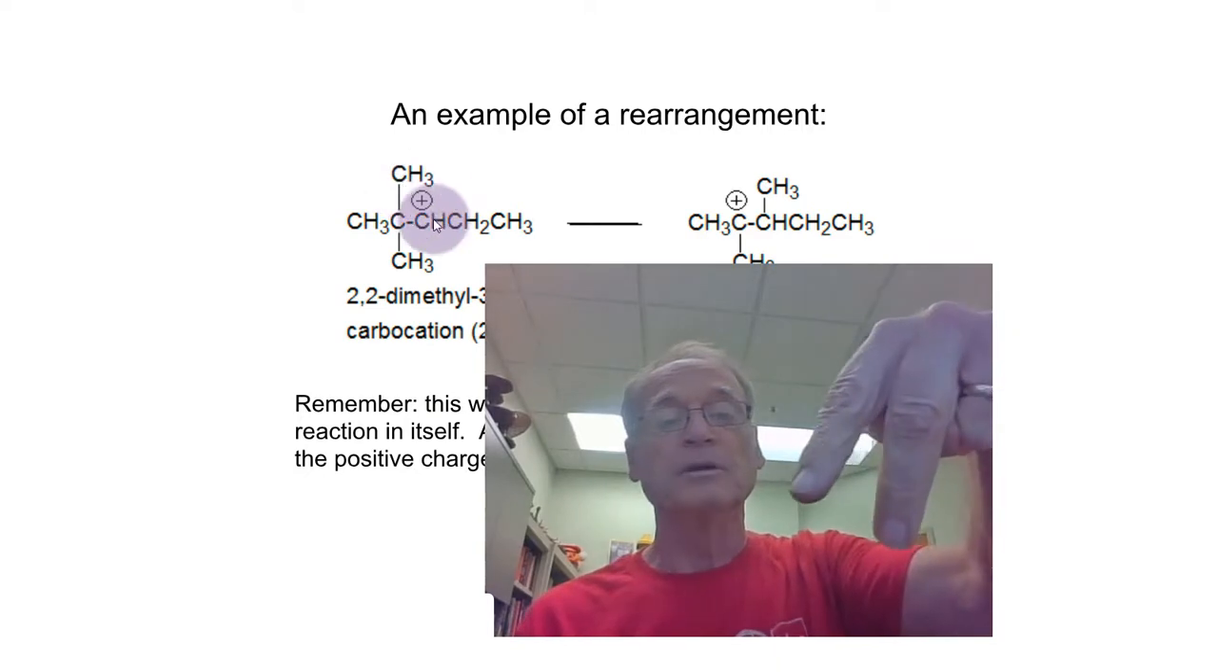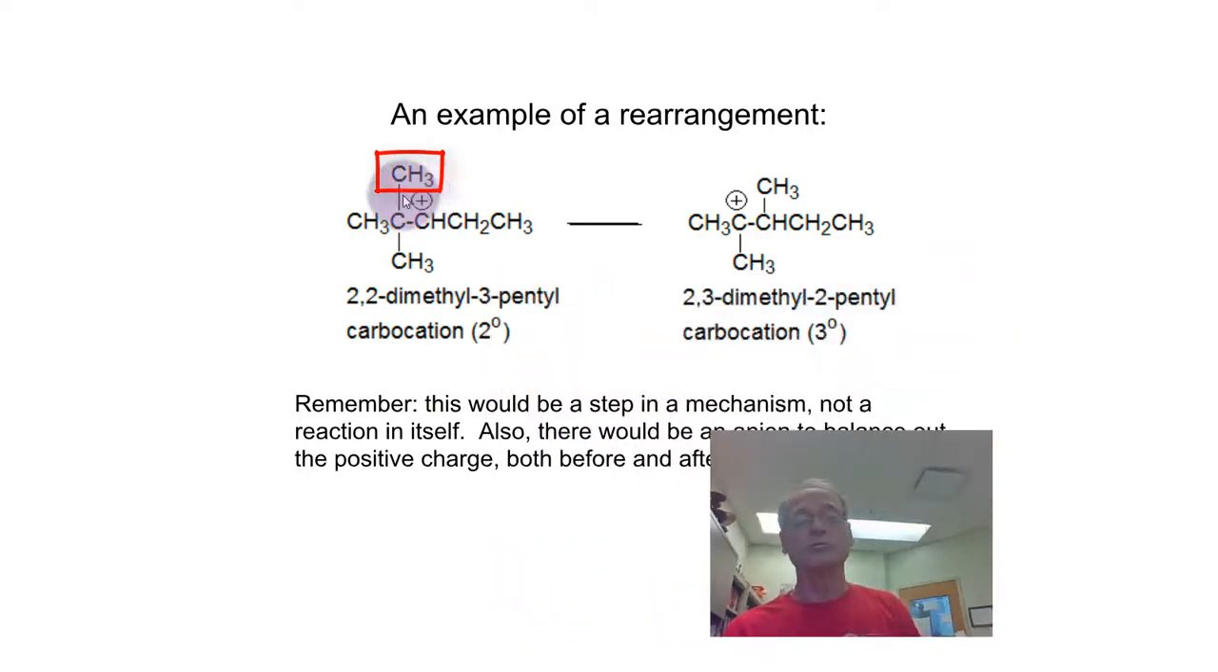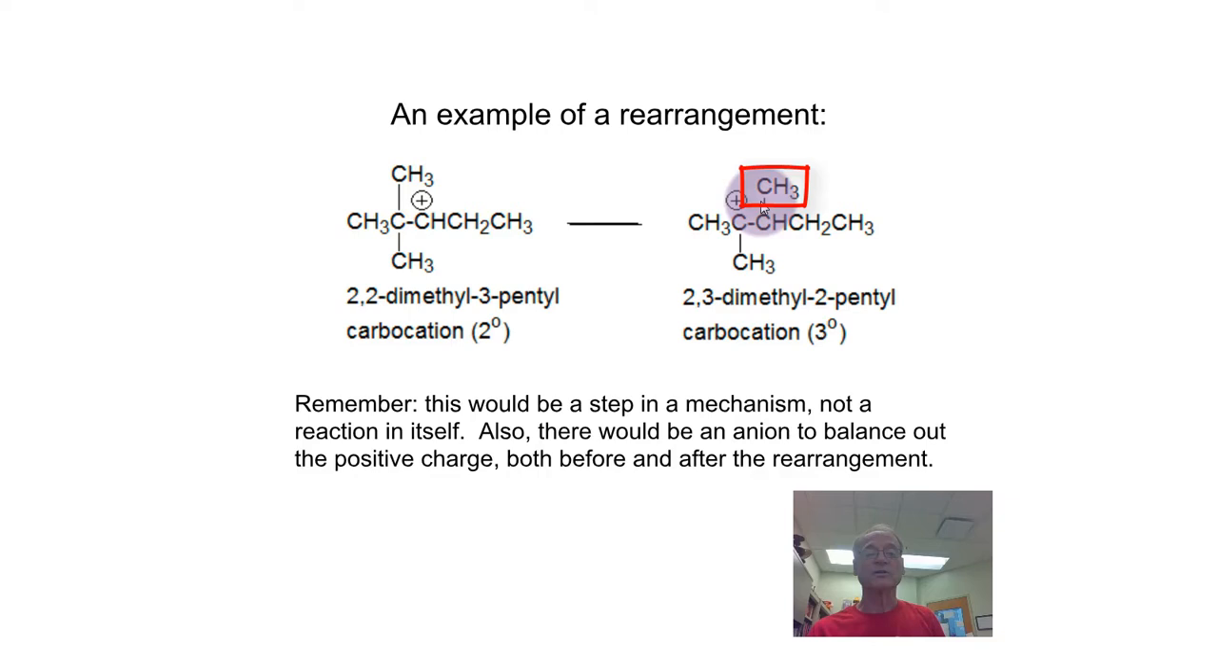If we just step this methyl group over, bring the pair of electrons over and satisfy the positive charge on that carbon, then that leaves this carbon without an electron, and therefore positive. That would then be called the 2,3-dimethyl 2-pentyl carbocation. Again, 5-carbon chain, positive charge on the second carbon, meaning 2-pentyl, and then methyl groups on carbons 2 and 3, so 2,3-dimethyl 2-pentyl carbocation.